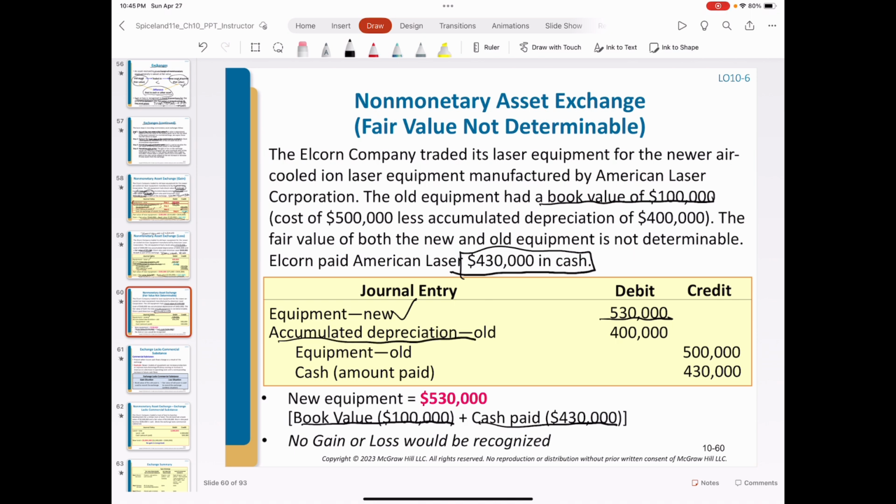And again, remove the old assets from the books by debiting 400,000 to accumulated depreciation and crediting equipment 500,000. And then credit cash. No gains or losses are recognized. The reason is we don't have the fair value of the old assets, so no gains or losses will be recognized.